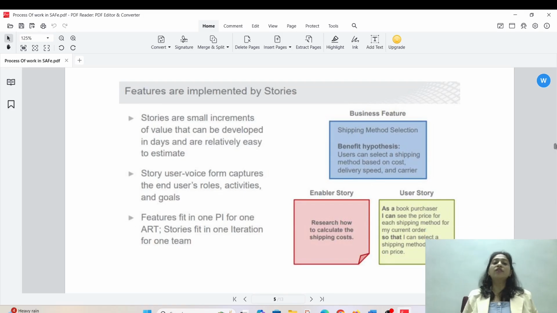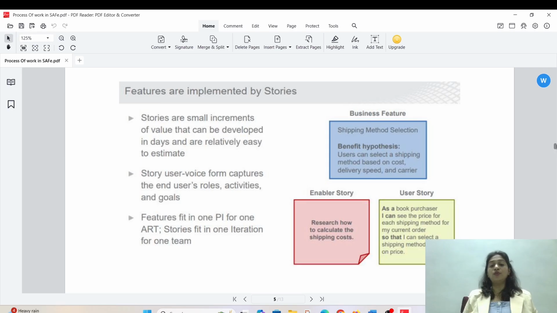Okay, then the features are implemented by the stories. You can see the business feature, then the enabler story and the user story. The enabler story is to research how to calculate the shipping cost. This is the enabler. What will be the user story for us to work? As a book purchaser, I can see the price for each shipping method for my current cart so that I can select a shipping method based on the price. Okay, calculate the shipping cost.